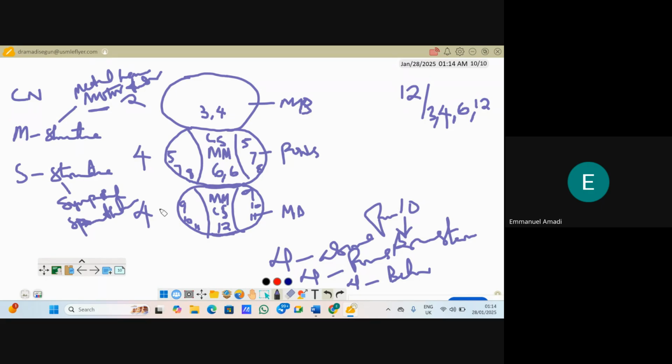So anything that has to do with S and S will be on the lateral. So sympathetic chain will be here, spinothalamic will be here, sympathetic chain will be here, spinothalamic will also be here.